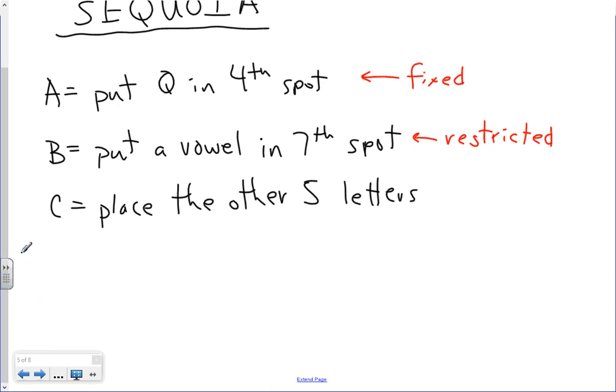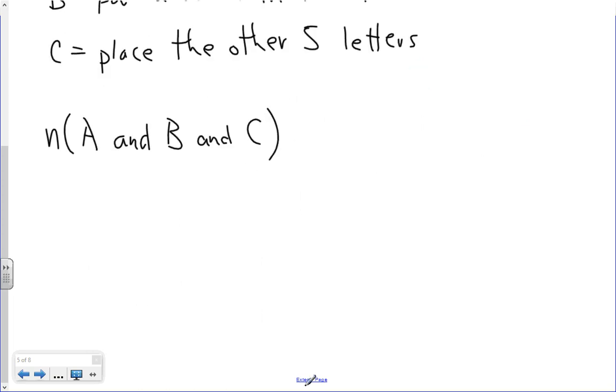So we want to find out the number of ways of arranging these 7 letters in a certain way. The first event that I need to have happen is I've got to put Q into the 4th spot, and I've got to put a vowel into the last spot, the 7th spot, and I've got to arrange the other 5 letters. So that's the number of ways that all 3 of these can occur.